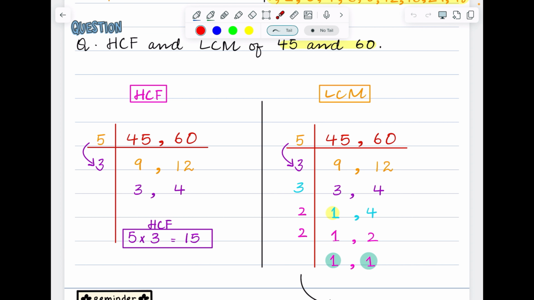If they were divisible by the same number, I would continue the process, but no, it's not. So we stop right here, and multiply the numbers that we have on the side. So that's 5 times 3 is 15. So the HCF of 45 and 60 is going to be 15. Clear? Moving on to the LCM.